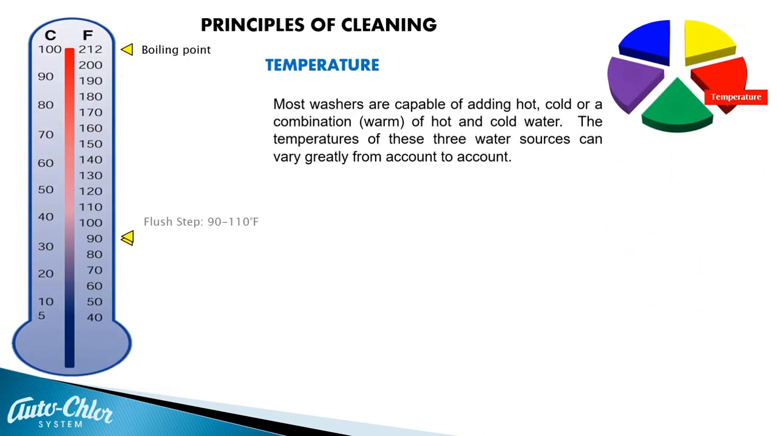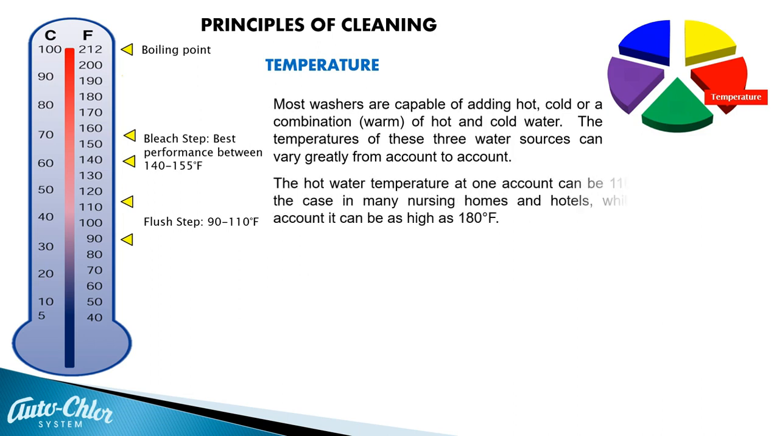Temperature, another big component part of the wash process. Again, in a laundry, we always recommend between 140 to 155 degrees. Most washing machines have the ability to put in hot water, cold water, or warm water, a combination of the hot and cold. These temperatures can actually vary greatly from one account to another. Nursing homes and hotels, generally 110 to 120 degrees, whereas you have other accounts that may run as much as 180 degrees.